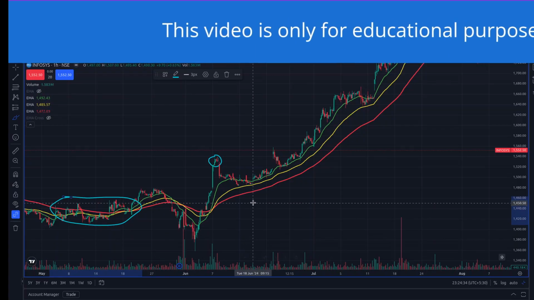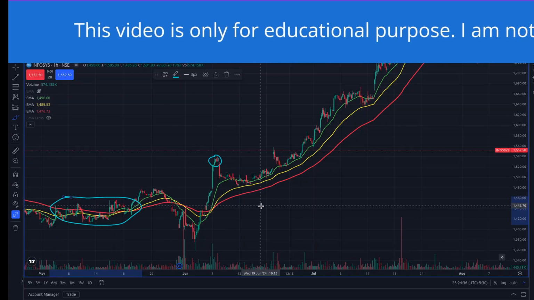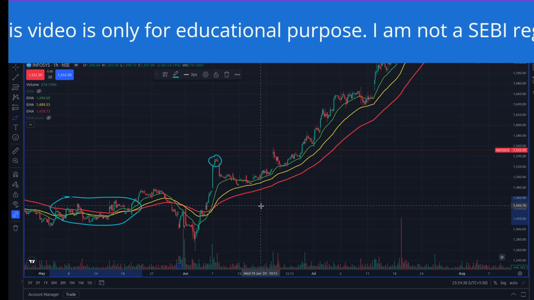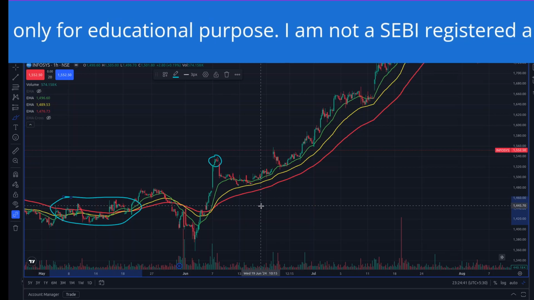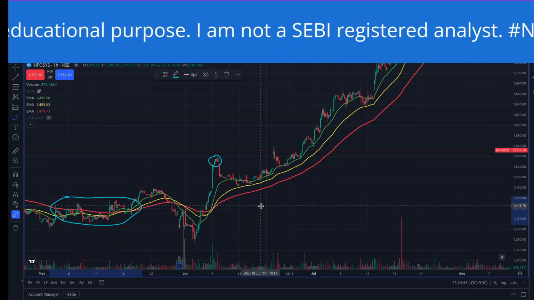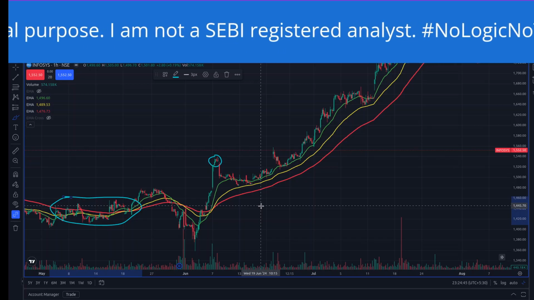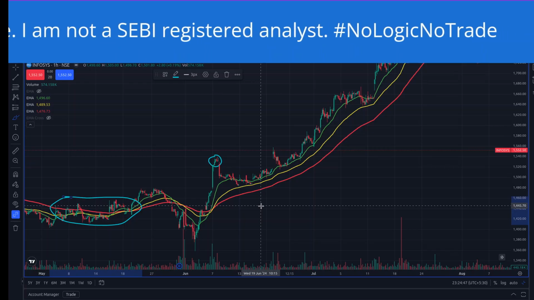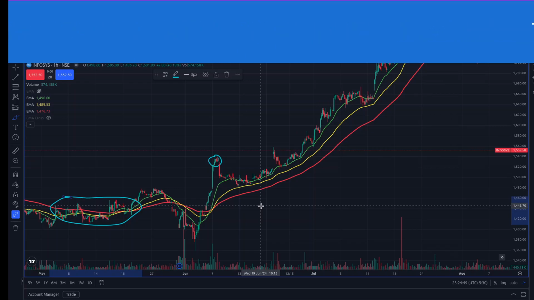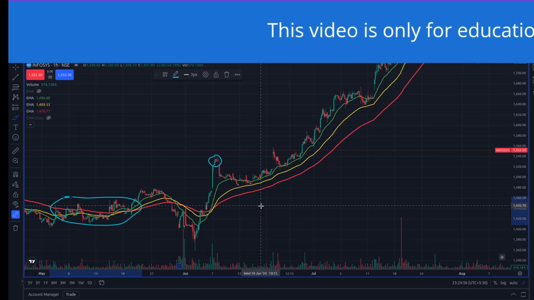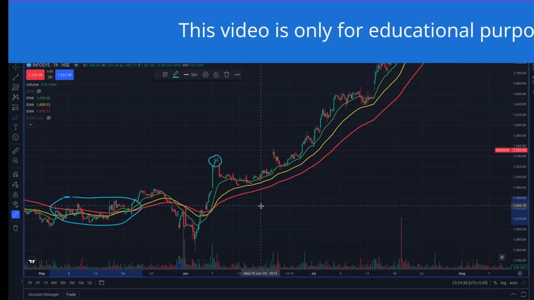And EMAs usually work on trending stocks. So if you see a stock appearing more often on your trading application, maybe highly traded or high volume, then you can select that stock and apply the EMAs to see if there is a clear visible trend, and then you can trade.